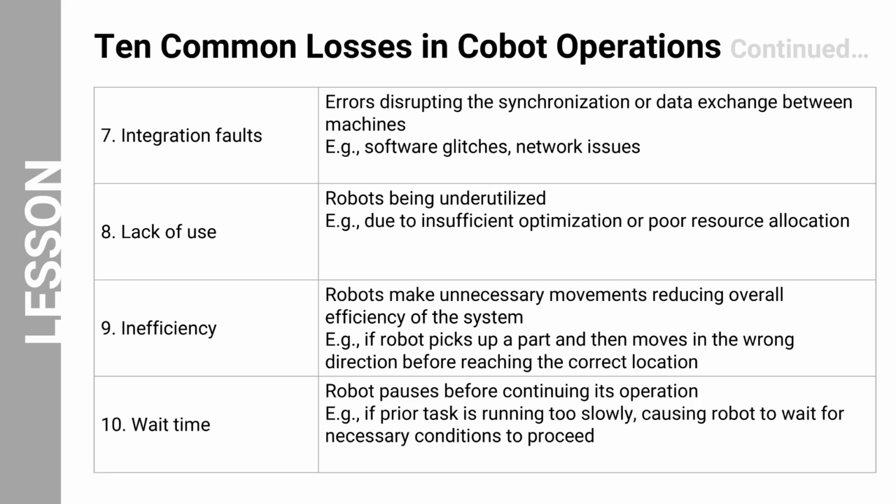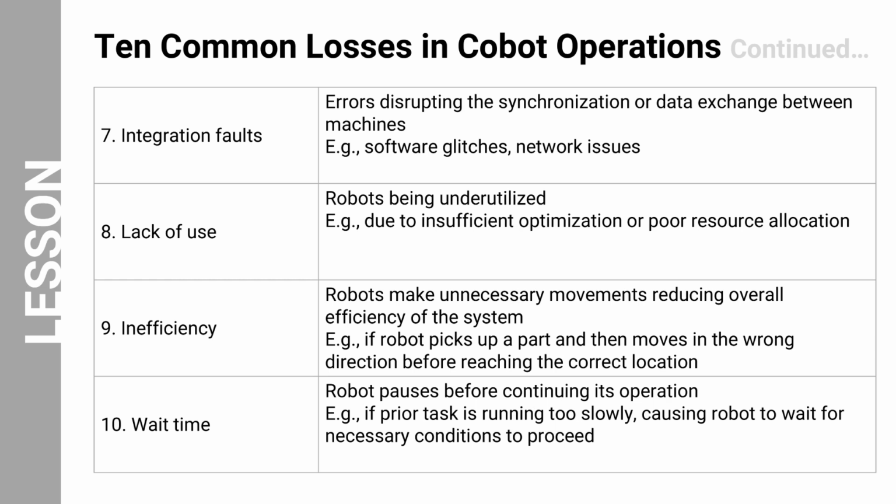Number 8. Lack of use. Lack of use happens when robots are underutilized or not operating at their full potential, often due to insufficient optimization or poor resource allocation. This results in wasted capacity and missed opportunities to maximize productivity and efficiency.